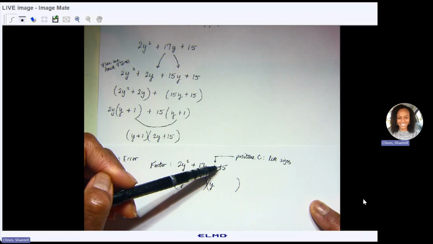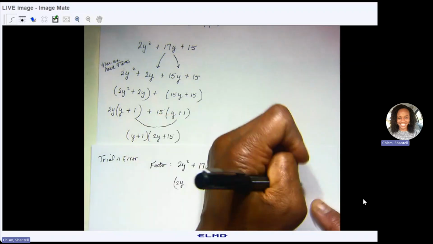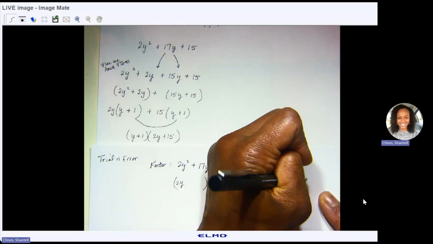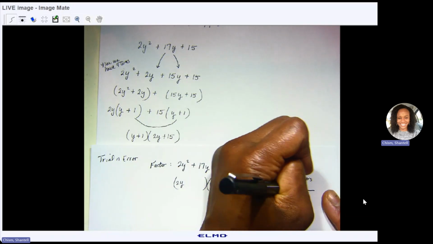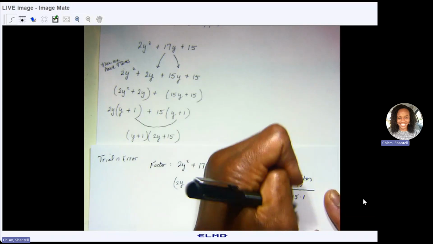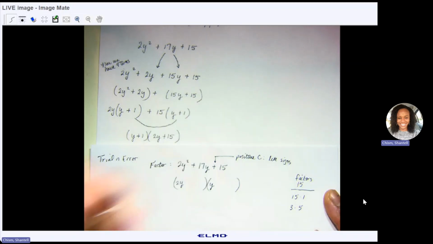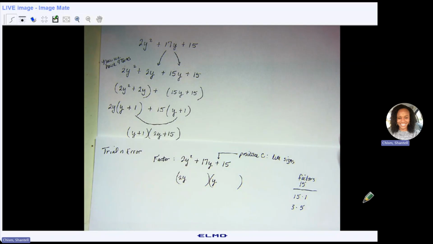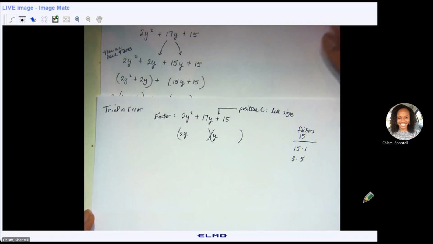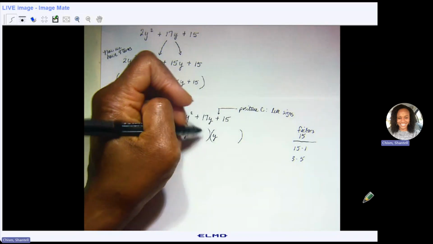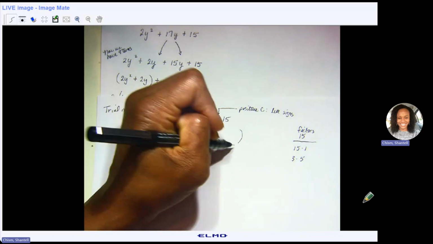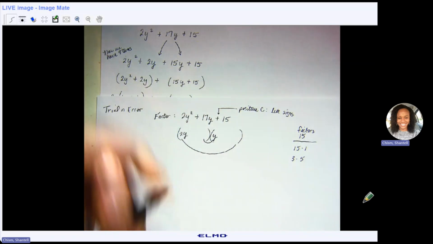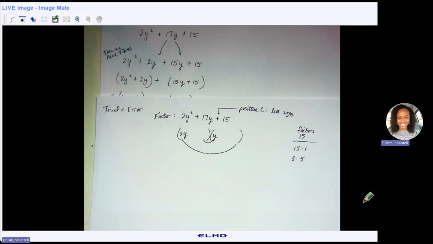Now, what I'm going to do now is examine 15 here. Keep in mind, I'm using factors of 15, and sometimes there's more than one. So factors of 15, we may have to see which ones to use. So we know 15 and 1, 3 and 5. That's really it. Okay. 15 and 1, 3 and 5. So I'm trying to get 17 for the middle term. So that means the inner and outer products need to give me 17. Okay. So let's play around.